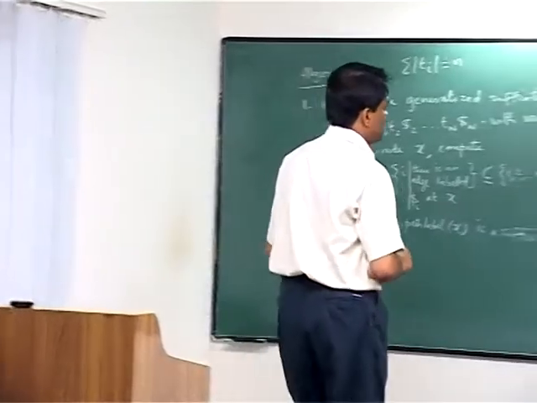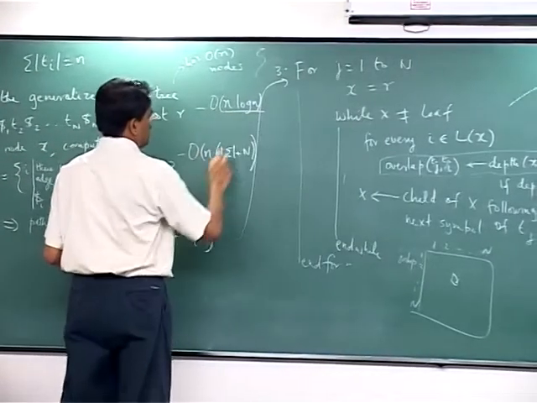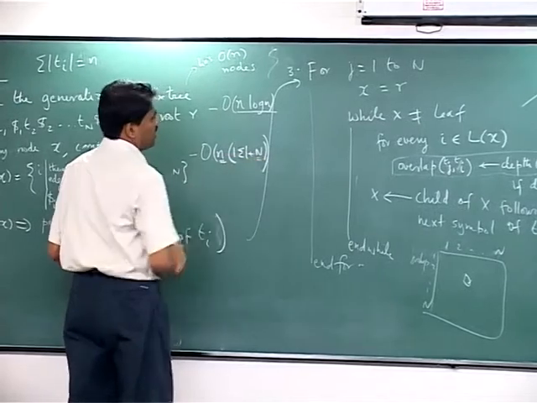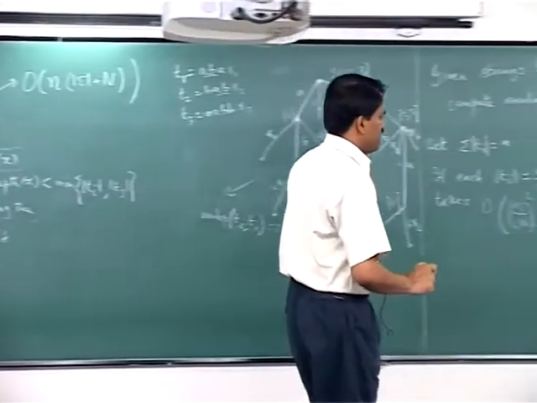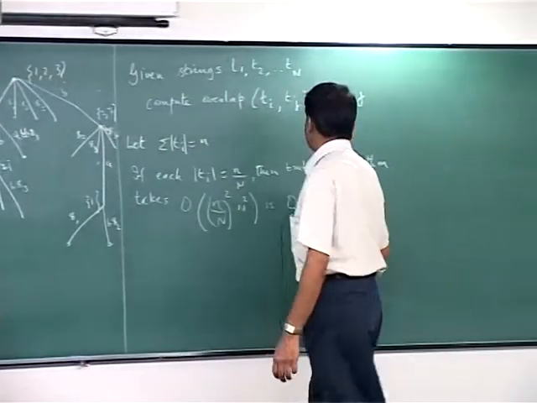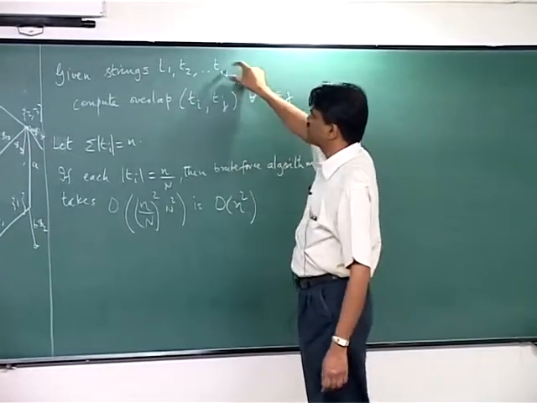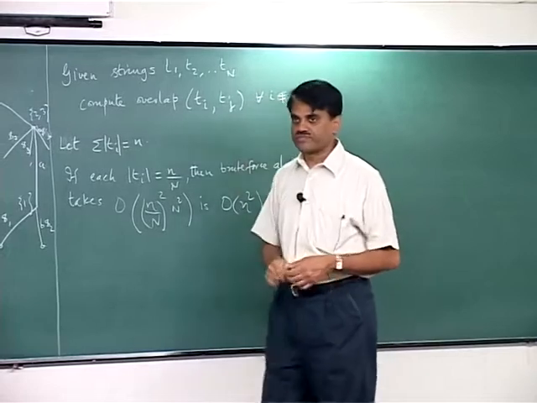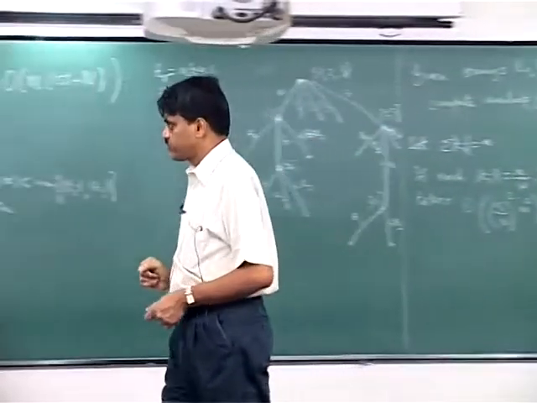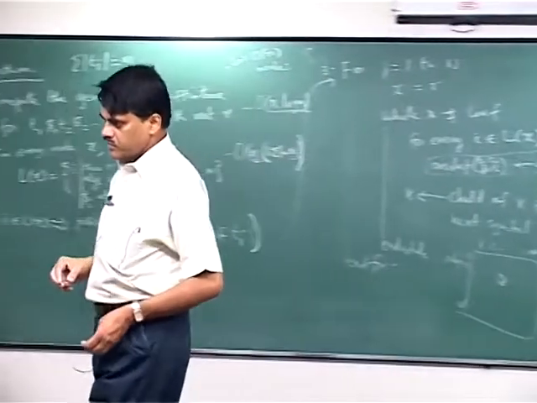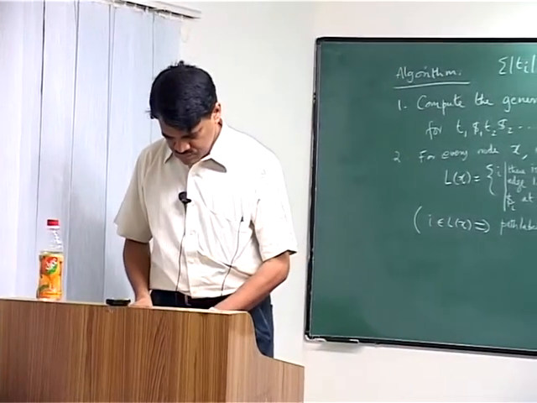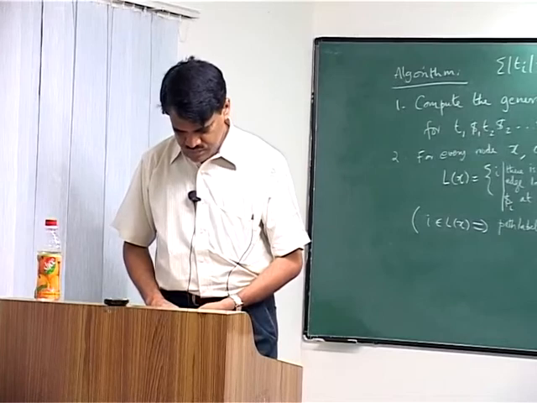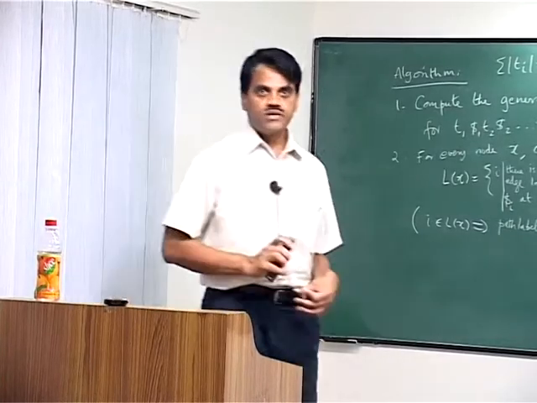Essentially your running time is n log n plus n into capital N, improving from n square, okay, because earlier it was n into little n. Little n is the sum of all the lengths, whereas capital N is the number of strings you have. Some improvement there. Okay, any questions? Is that clear?